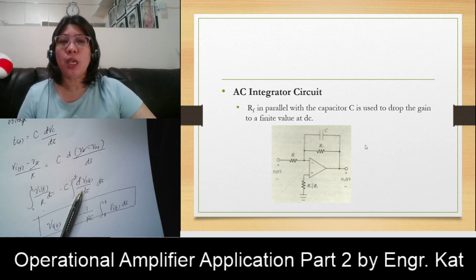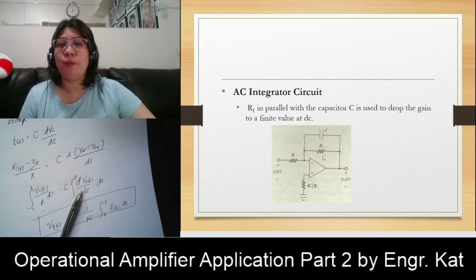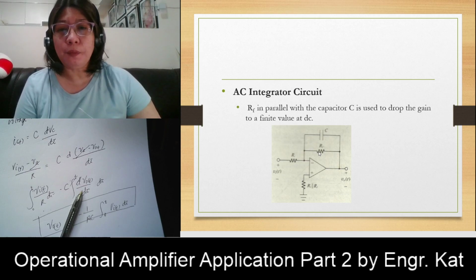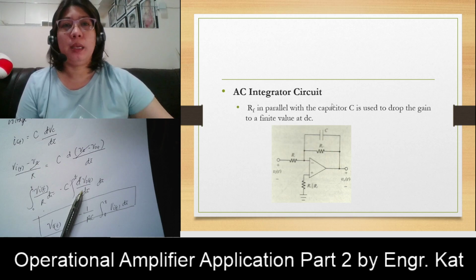So what we do is we place an RF here so that when your C opens during DC, we have a finite value instead of an infinite one, which is equivalent to that open circuit. So we use an RF in parallel with the capacitor to drop the gain to a finite value at DC, because at DC, without this RF here, we just have an open loop connection.